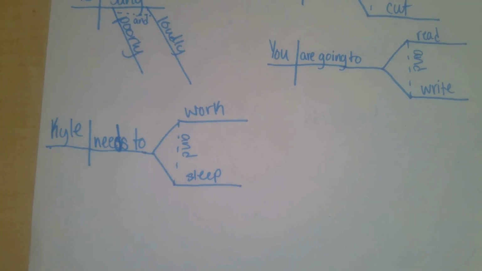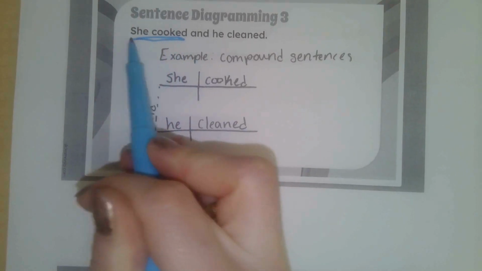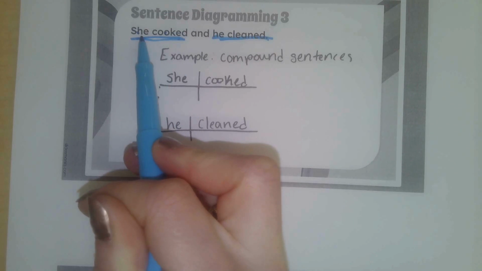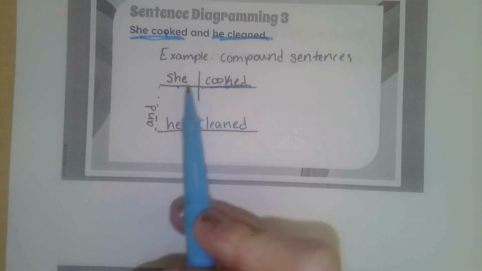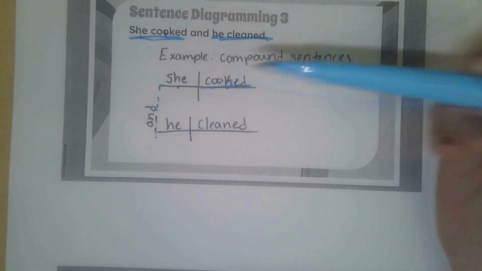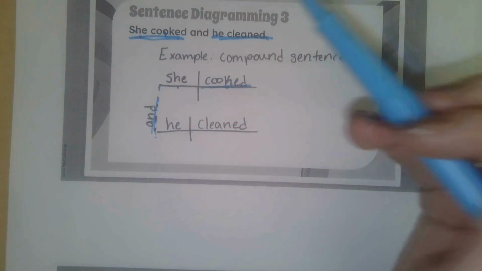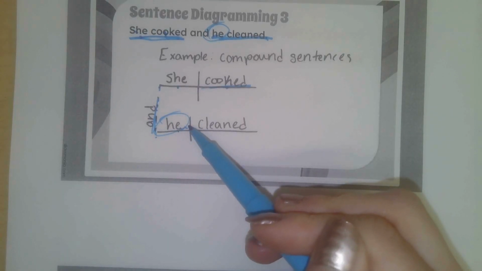For an example, she cooked and he cleaned. In our first set of subject and verb, we have she. She is the one doing something. So we put she up here. Then what is she doing? She cooked. That's our verb. Then we're going to do a conjunction line and write our conjunction on it, and. Then our second subject, he, is our second subject there.